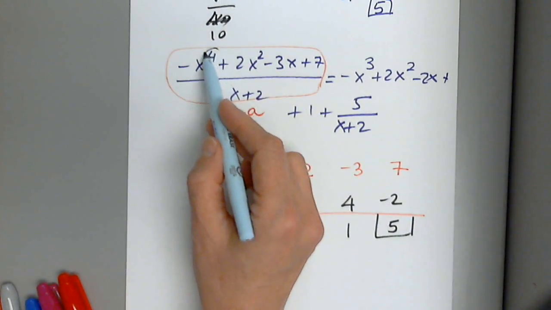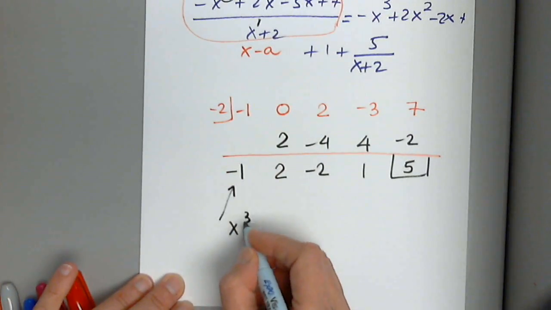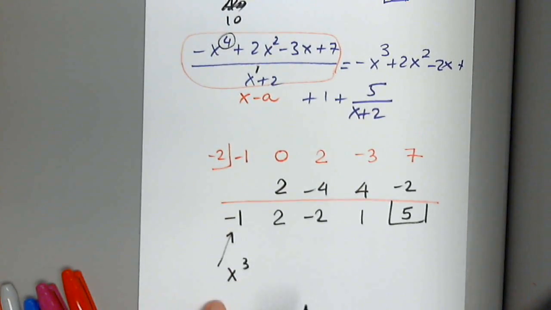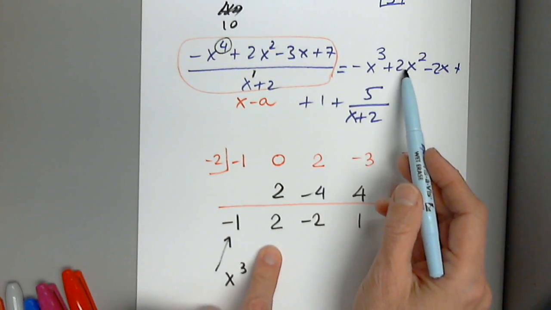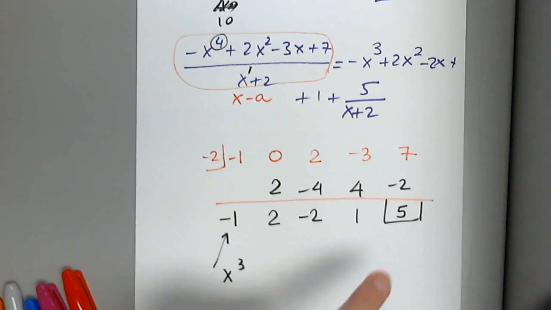Since we divided degree 4 by degree 1, this must correspond to degree 3. There is no question. It has 4 terms, so it has to start with degree 3. And that's it. Negative x cubed plus 2x squared minus 2x plus 1 plus the remainder, 5 over x plus 2. Is this better?